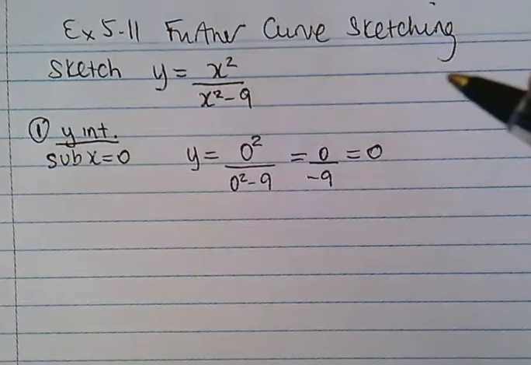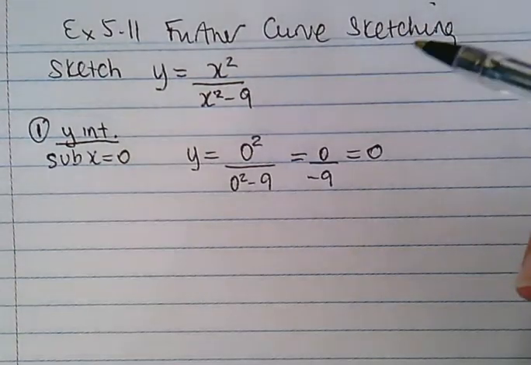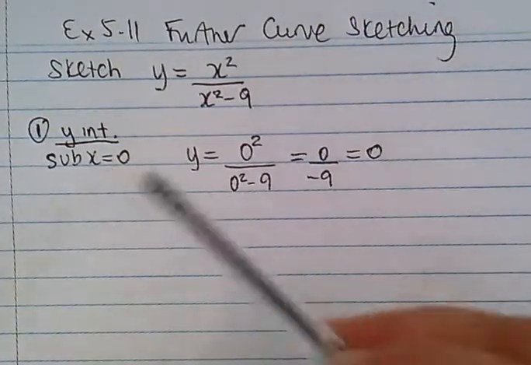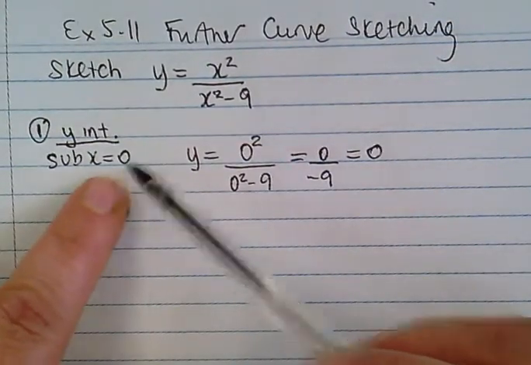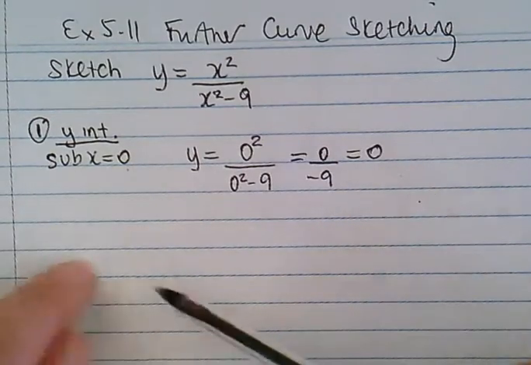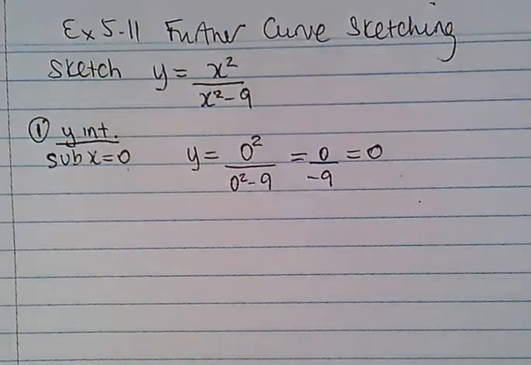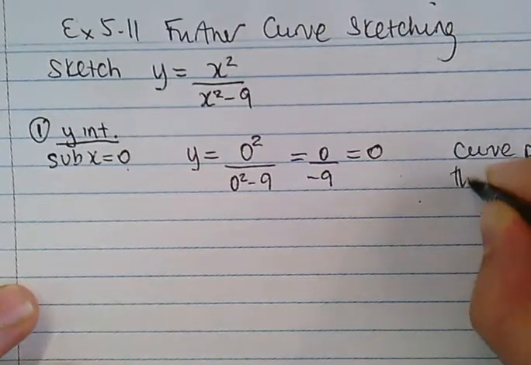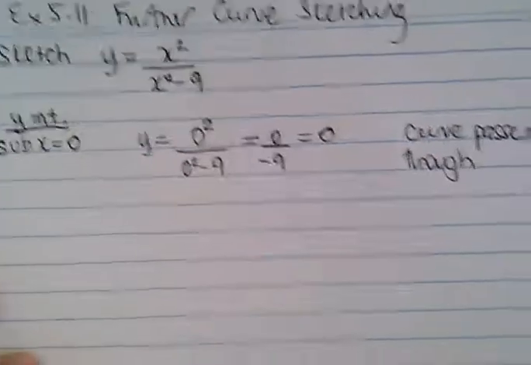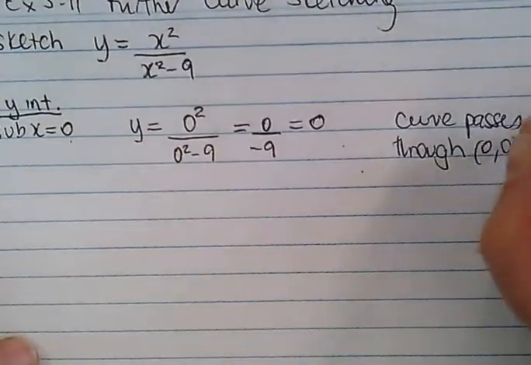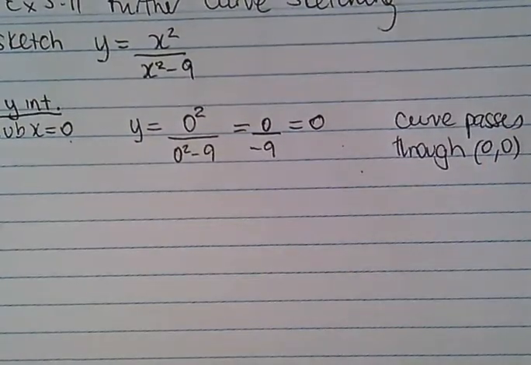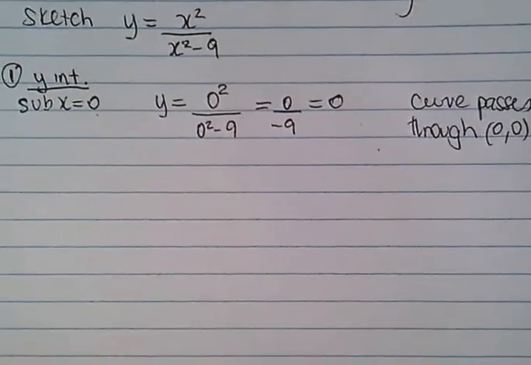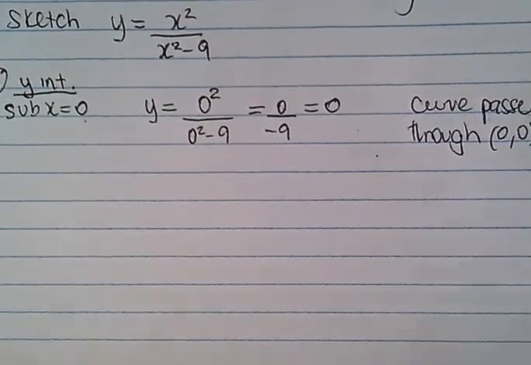If the y-intercept is 0, look, that's the x-intercept as well. When x is 0, y is 0. When y is 0, x is 0. You got it? So the curve goes through the origin. We know that when x is 0, y is 0, it passes through (0, 0). That's one point on the graph that we know.